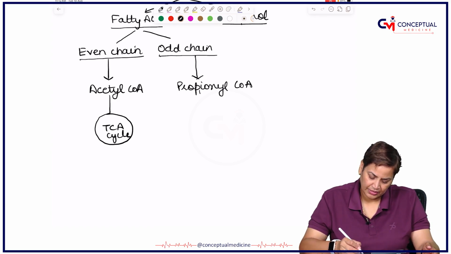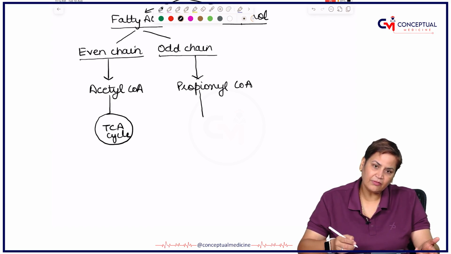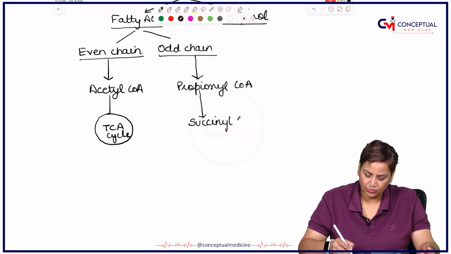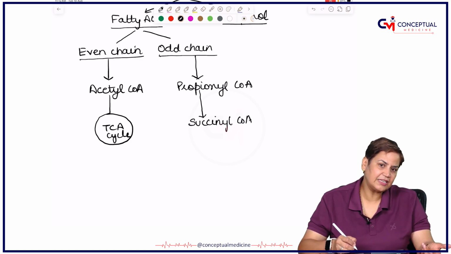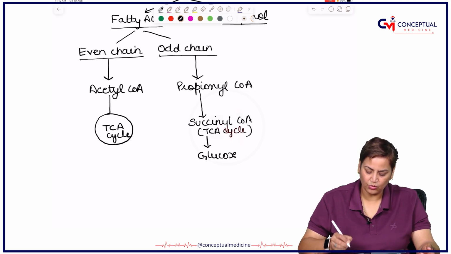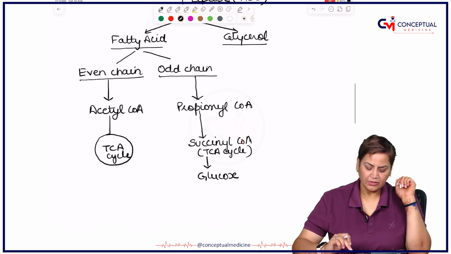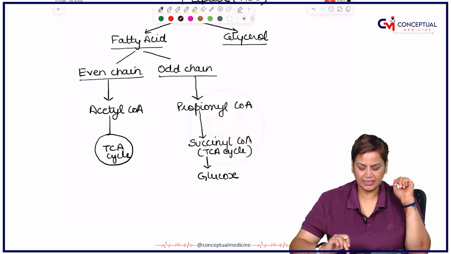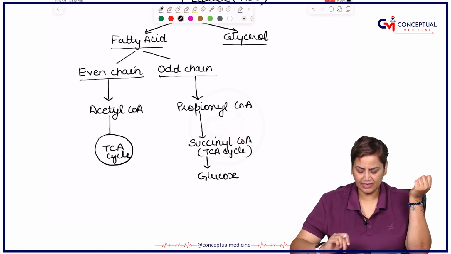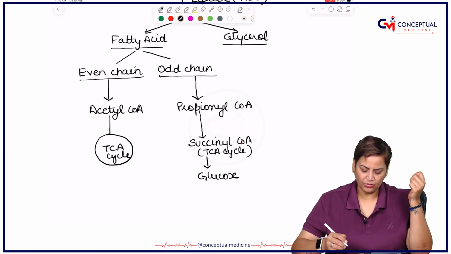And this propionyl coenzyme A undergoes the formation of glucose by forming succinyl coenzyme A, because it itself is an intermediate of the TCA cycle. That is why we say propionyl coenzyme A also undergoes gluconeogenesis. So propionyl coenzyme A forms succinyl coenzyme A, which is the intermediate of the TCA cycle, which will be converted into glucose.